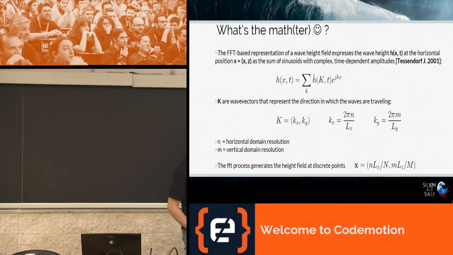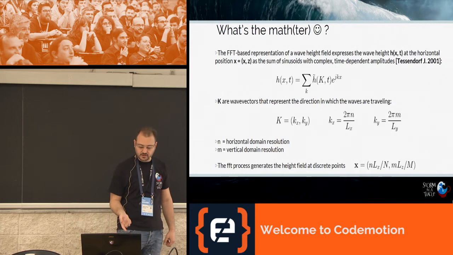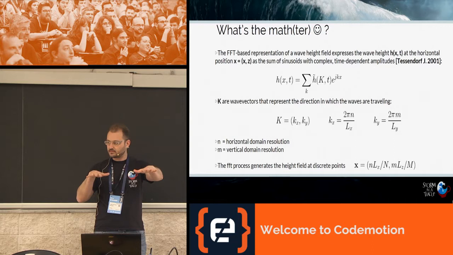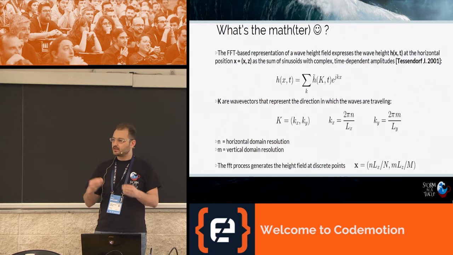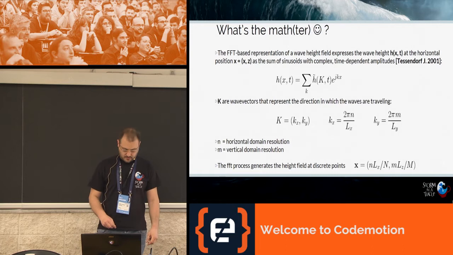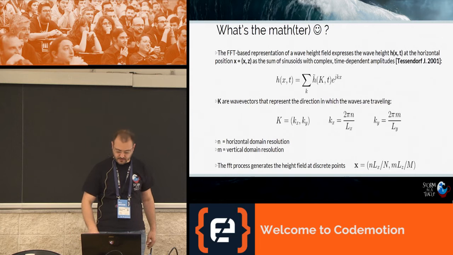The FFT representation of a wave height field is the wave height h of x, t, where x is the horizontal position on the 2D plane of the water, at time t. We have this sum of sinusoids, because we want to create a signal, and as you know, every signal can be created as a sum of sinusoids. So we have this summation, and this is the wave height field realization. That's the correct naming convention.